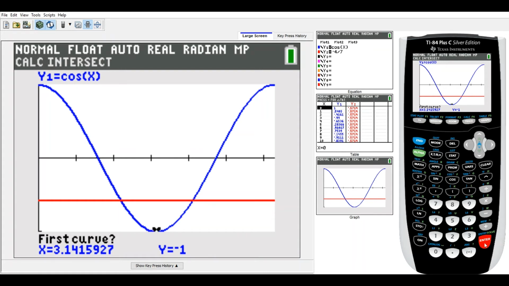So if we go ahead and hit enter, saying that, hey, that is one of the curves we're concerned with, the cursor will now blink on another curve. And if that's the other one we're concerned with, we hit enter. And then the only other thing we have to do is move the cursor towards the intersection here, and we just hit enter. And so we have the intersection.